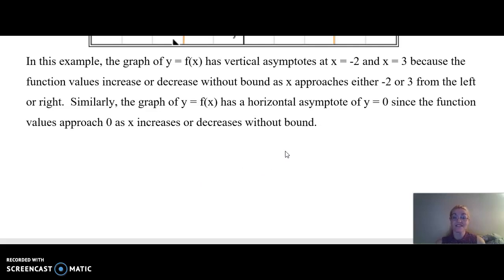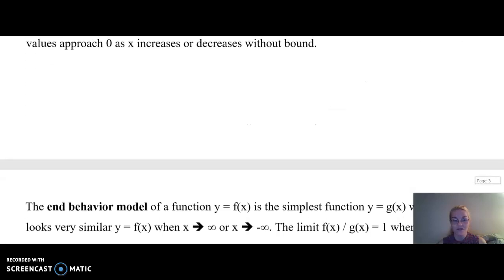All right, so where we left off last time, we were talking about how the graph in the previous example, example 2, has a horizontal asymptote since the function values approach 0 as x increases without bound, so as x runs towards infinity, or as x decreases without bound. So that without bound means as x runs toward negative infinity. And so horizontal asymptotes occur because of the end behavior of a graph. And that's what we're going to talk about next. That's what the last bit of examples are.